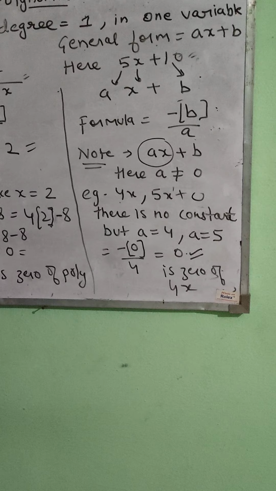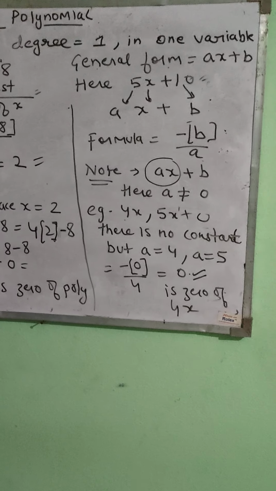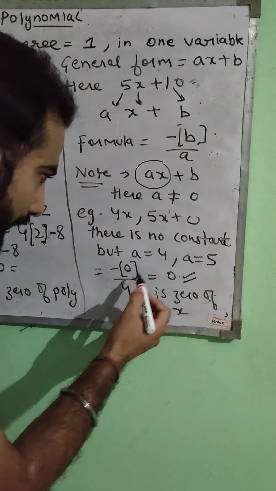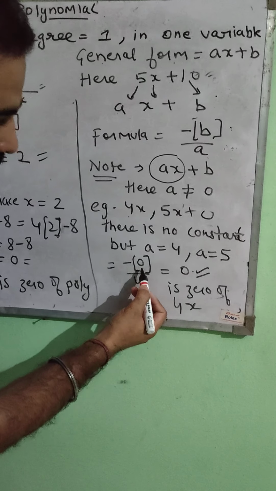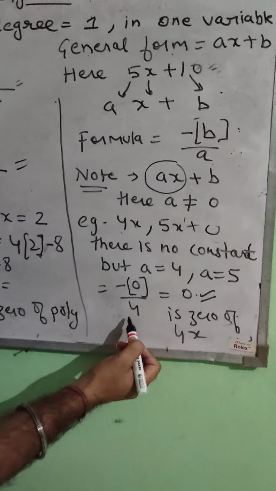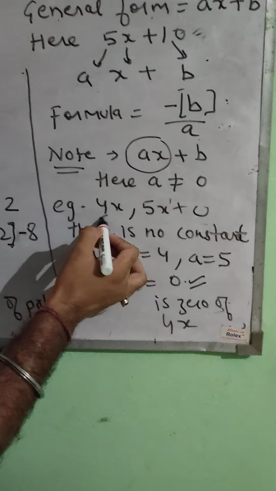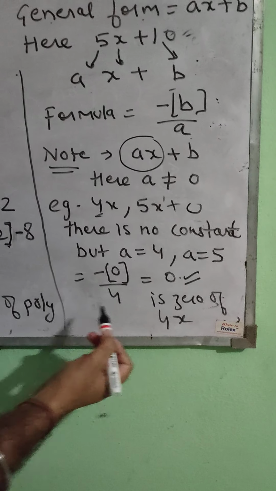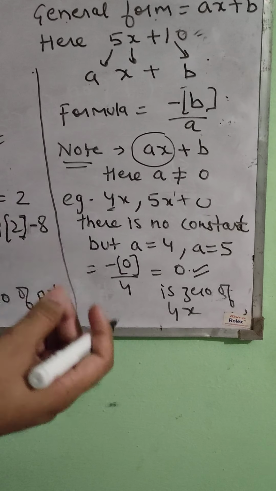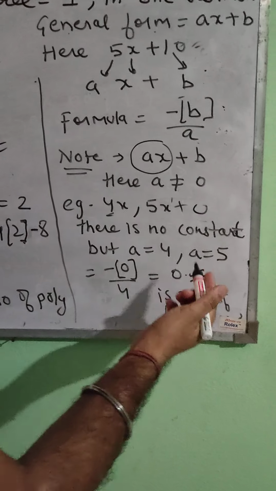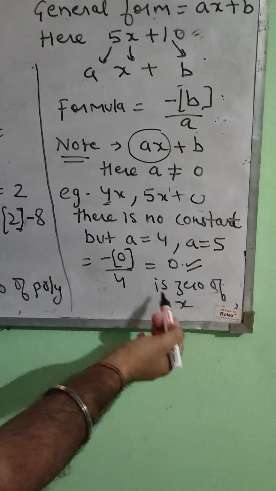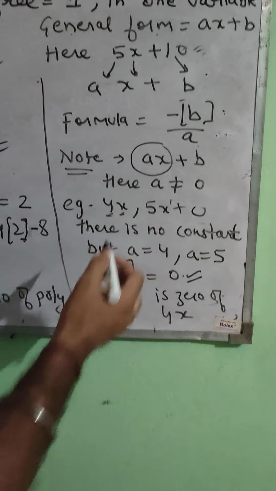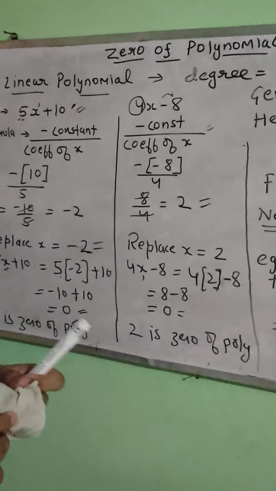So can we find the 0 of this polynomial? Yes, again with the same formula: minus constant upon coefficient of x. Here the coefficient of x is 4, so minus 0 upon 4. Whenever 0 is divided by any number, it always comes 0. Therefore if we replace x by 0, we will get 0. Got it? I hope this linear polynomial is clear.